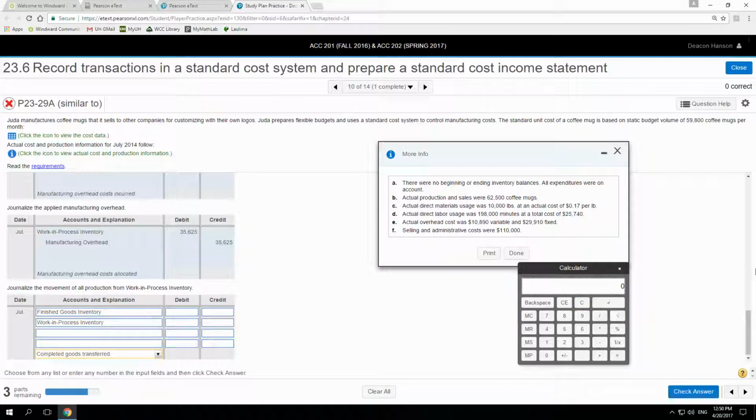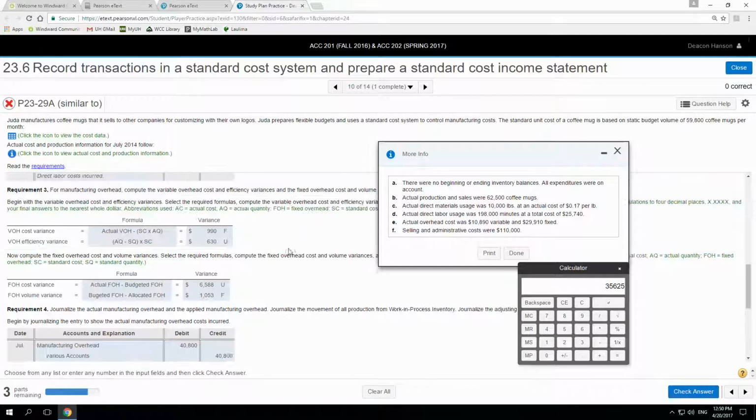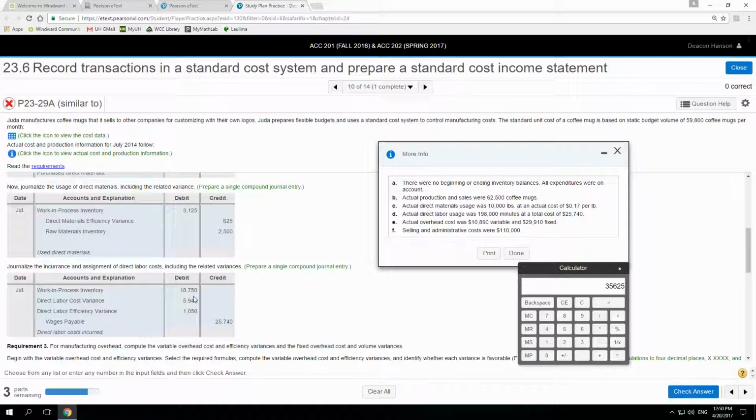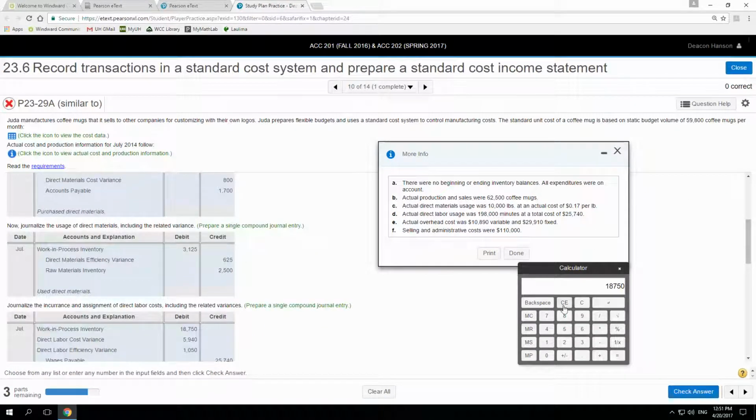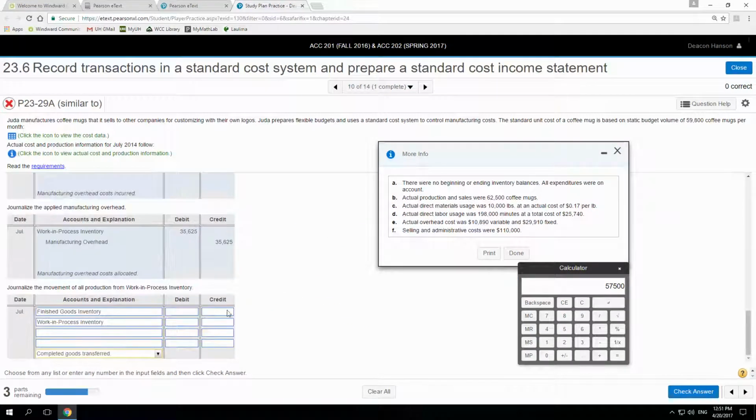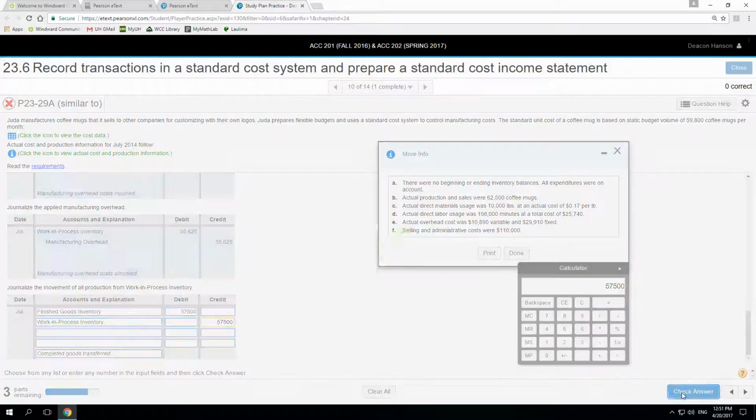The allocation here was $35,625 from the prior entry. And if you scroll up, the labor entry, you booked $18,750. Make sure you hit the plus sign, $18,750. And in the materials entry, you booked $3,125. I don't know if I hit the plus sign more than once, but we'll try. $57,500. Okay, so that's everything that was in work in process. Now it's being moved out into finished goods. Okay, nice work.